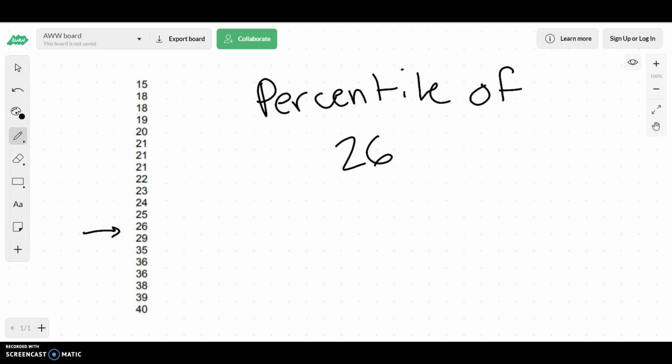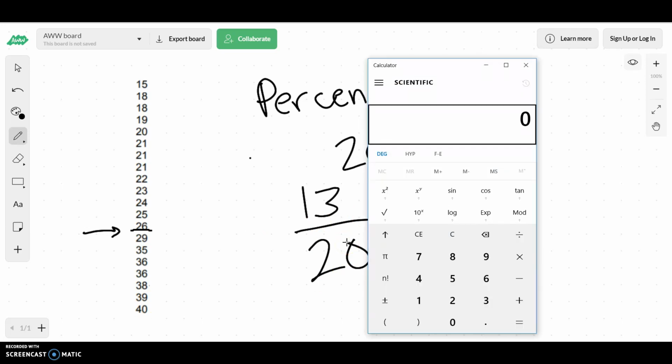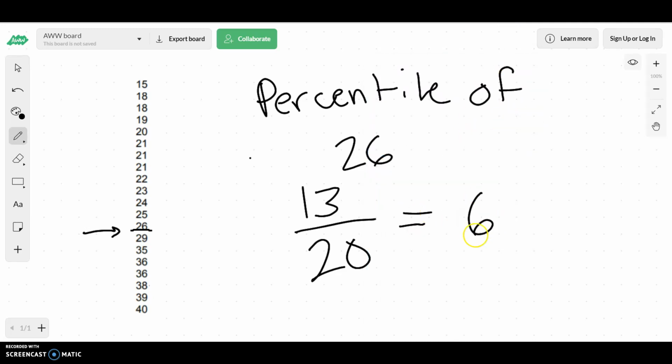How we would do that is we count up all the numbers up to and including 26. So we're going to count all of these numbers up to here: 1, 2, 3, 4, 5, 6, 7, 8, 9, 10, 11, 12, 13. So we have 13 numbers, and we put that over how many total numbers there are. There's a total of 20 numbers. So we do 13 divided by 20.